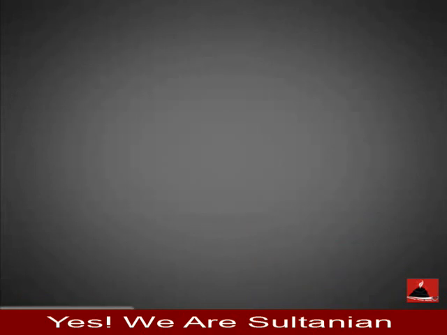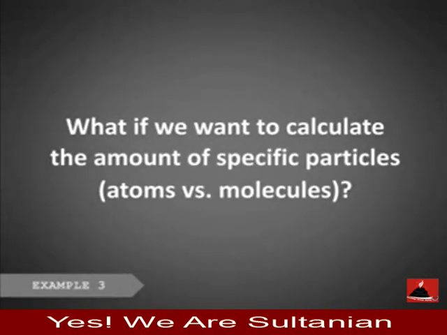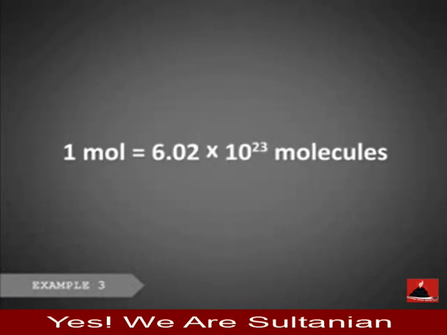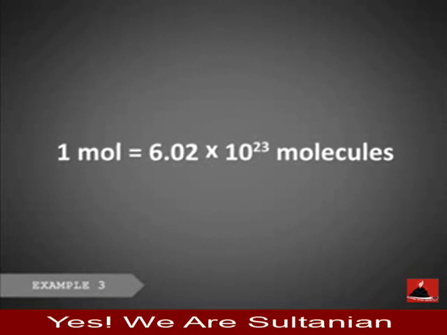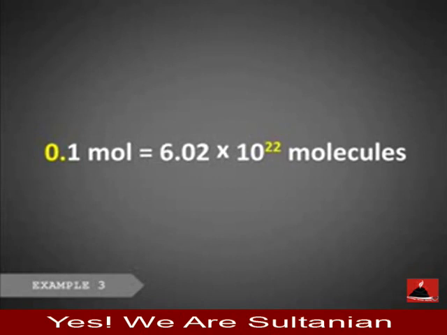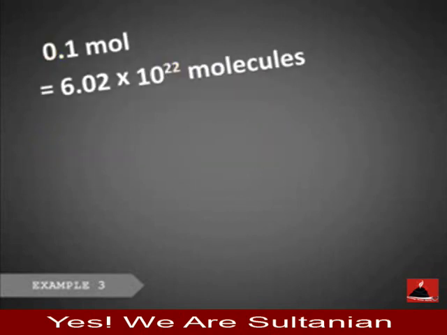So far, we've calculated the number of discrete particles. But what if we're interested in smaller units like individual atoms or ions? For example, how many carbon and oxygen atoms are there in 1/10 of a mole of carbon dioxide? First, how many carbon dioxide molecules are there in 1/10 of a mole? It must be 1/10 of Avogadro's number. So there are 6.02 times 10 to the 22nd power carbon dioxide molecules in 1/10 of a mole.